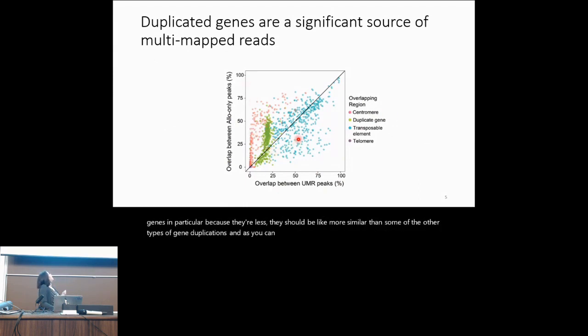And as you can see, they were extremely enriched in the allo-only peaks along with centromeric regions, suggesting that they were a huge source of multi-map reads. And though I'm not an evolutionary biologist, we thought this was extremely interesting and was a gap in the research, because it's likely that if so many of these peaks are multi-mapped and people aren't using these multi-map reads, they're missing regulatory activity in these regions by not dealing with multi-mapped reads.